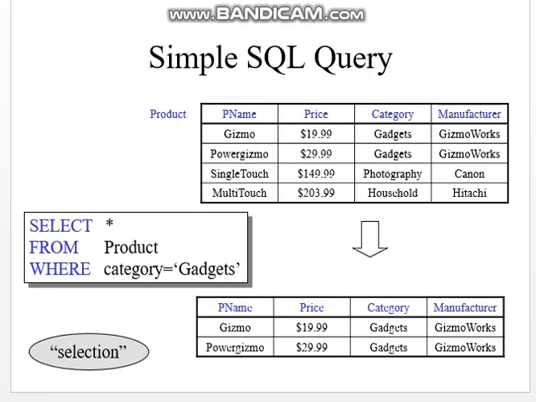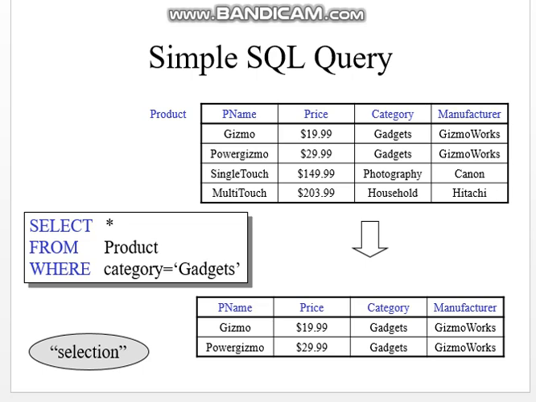See here I have one table which is a product table. From the product table I want the category of gadgets, because here we have multiple categories of product, but I want only the products where the category is equal to gadgets. So how can we write it? We can write select star from product. Star means here I want all the fields which are there in the table product. Select star from product where category is equal to gadgets.